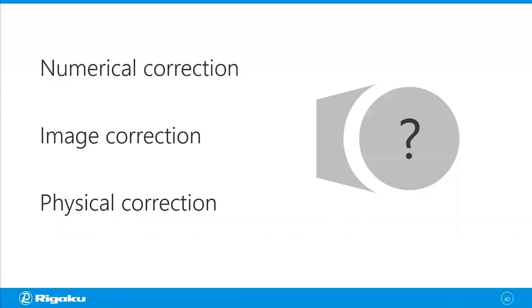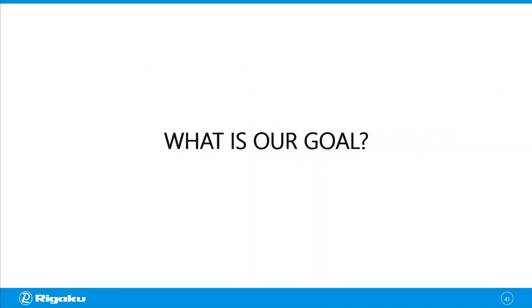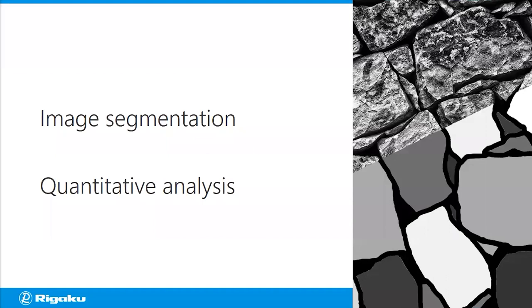Now, let's take a moment and ask ourselves this question. What is our goal here? Our goal is not to do a perfect correction of the shading artifact. Usually, our goal is to do clean image segmentation so that you can extract some quantitative analysis results. In other words, if you can do clean segmentation, you don't need to worry about correcting the shading artifact. I'm going to show you an example.